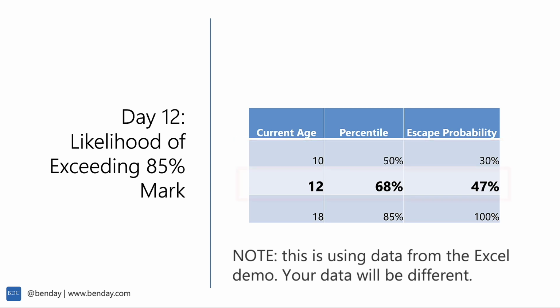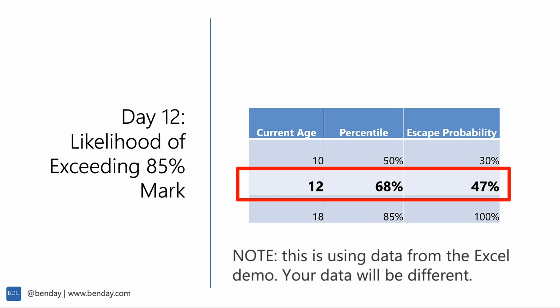Now, we've gone a few more days and we're at day 12, and if you look at the math that I've got inside the Excel spreadsheet from the demo, our 68th percentile is 12 days. So if we're at 12 days, we're at 68%. That implies that we've got an escape probability of 47%. That's darn close to a coin toss, being 50-50. So the risk of this thing becoming one of those 15%ers is getting really high.